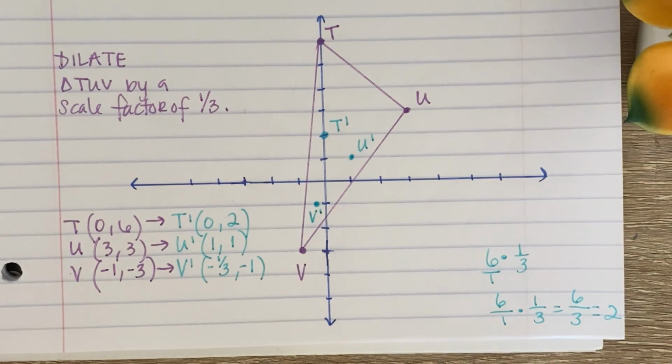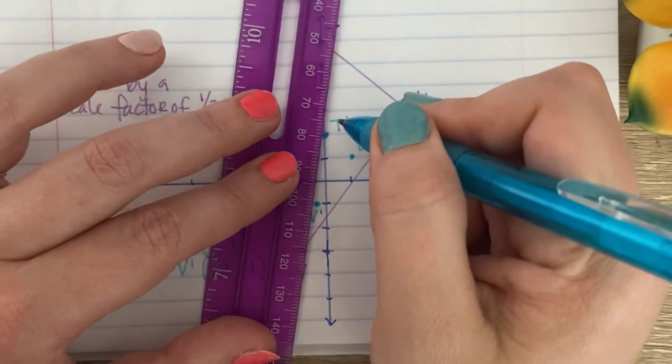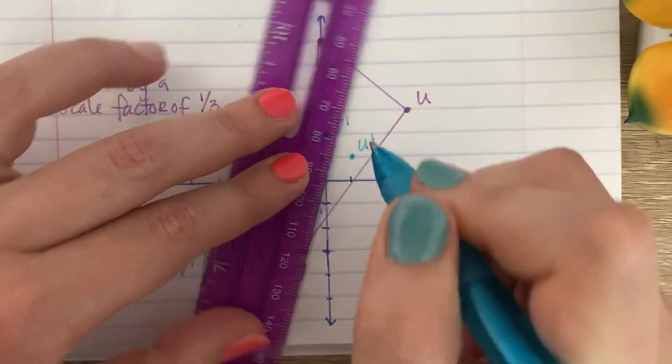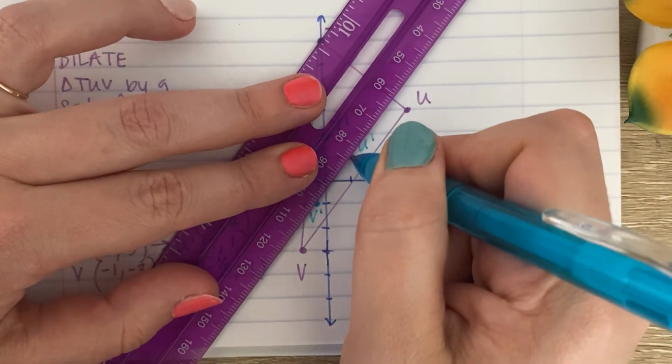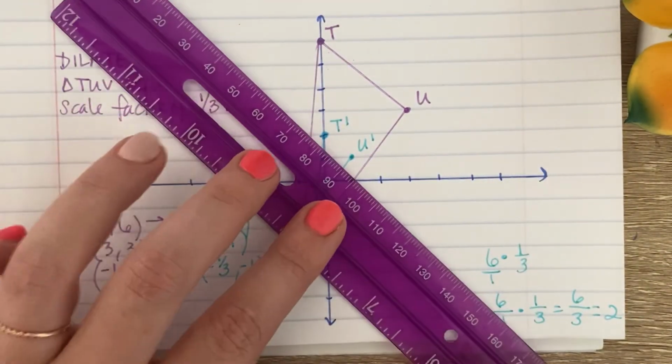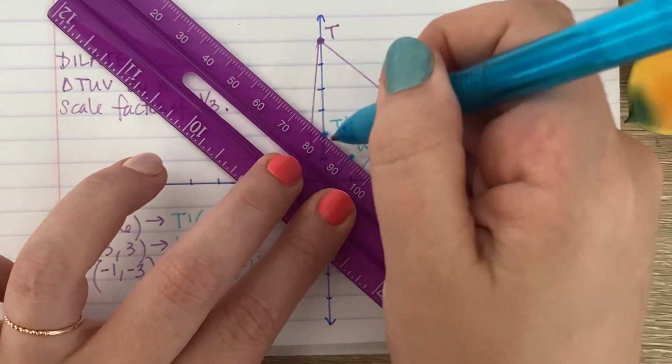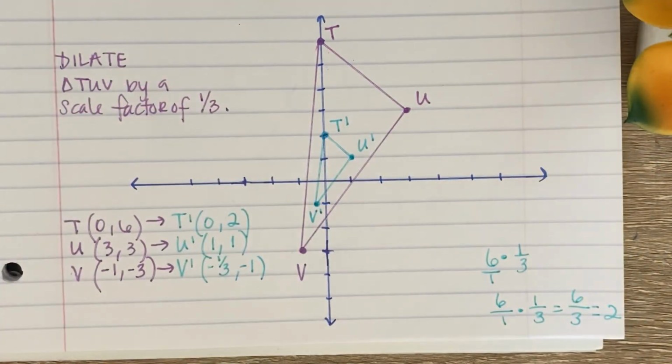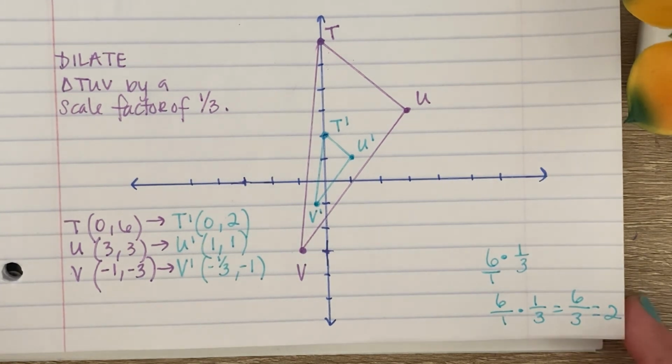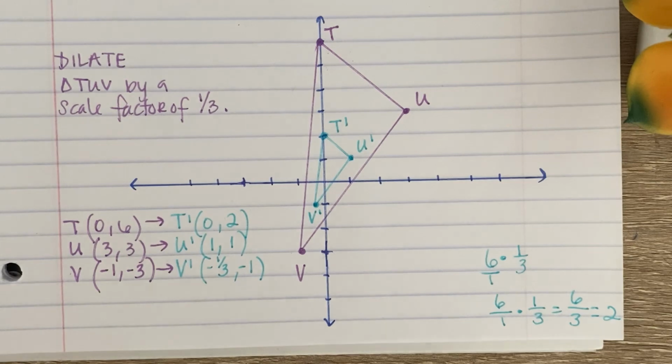And then you go ahead and connect. And there we have our dilated image, triangle T'U'V'. And that is it for dilations review.